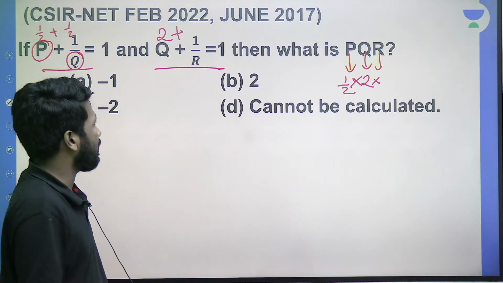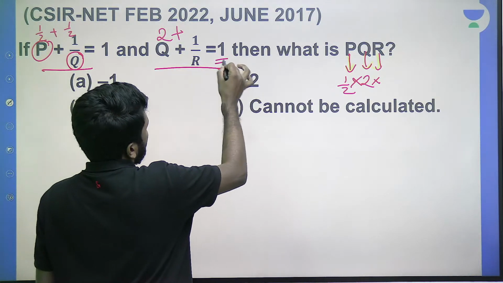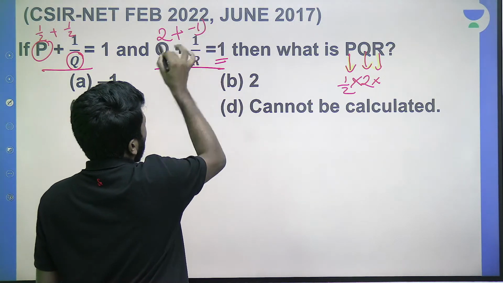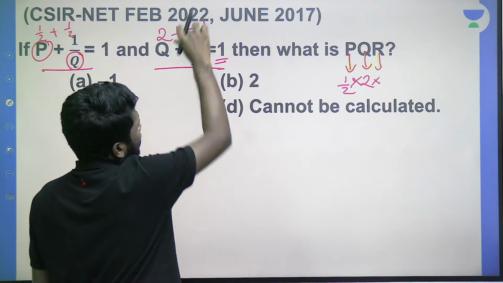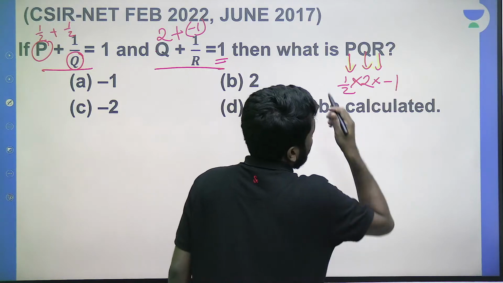It's a system of equations, right? So q plus something is equal to 1. Q plus what is 1? Sorry, 2 plus what is 1? 2 plus minus 1 only is 1. So 1 by r is minus 1, so r will be minus 1.